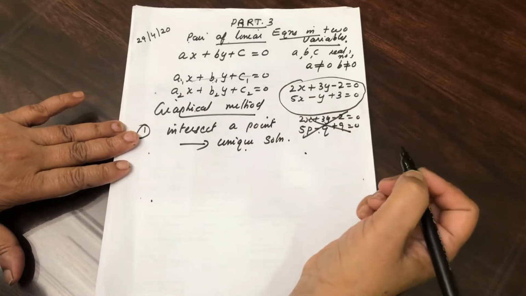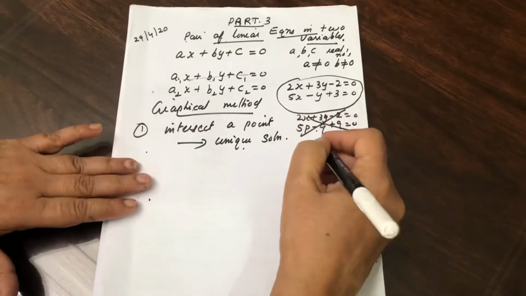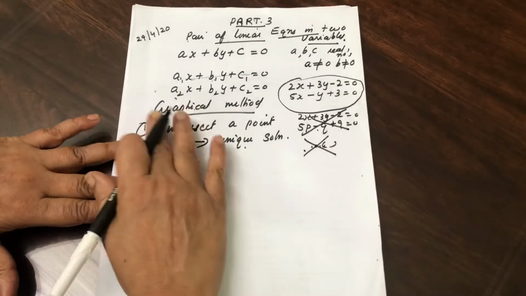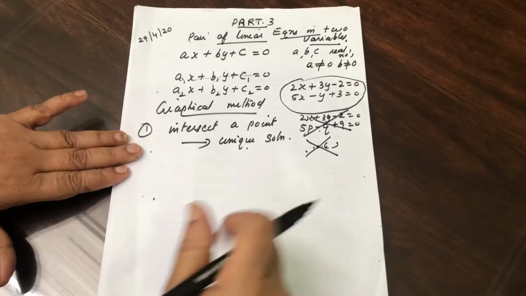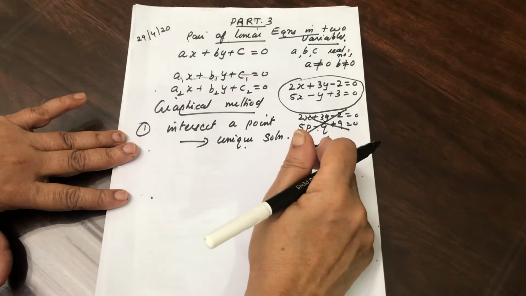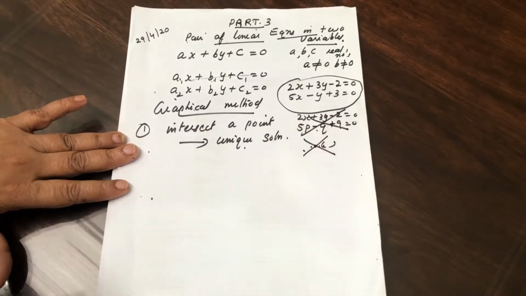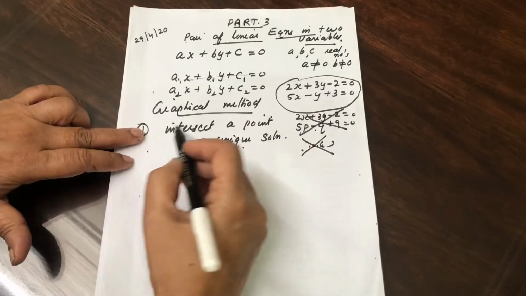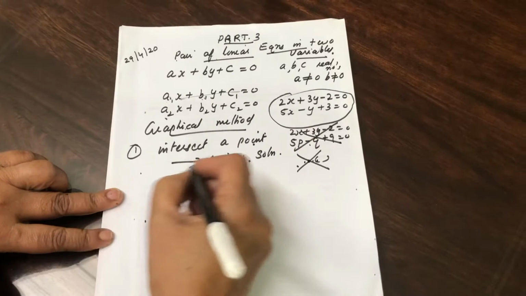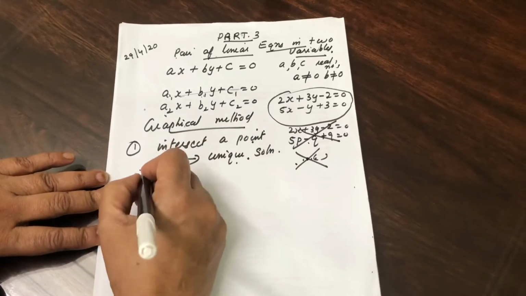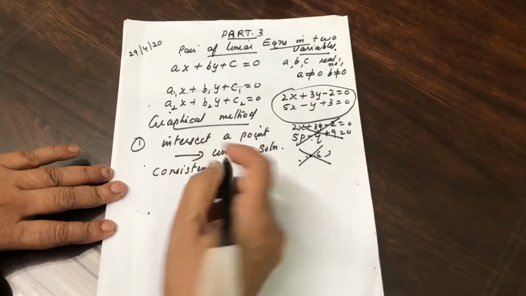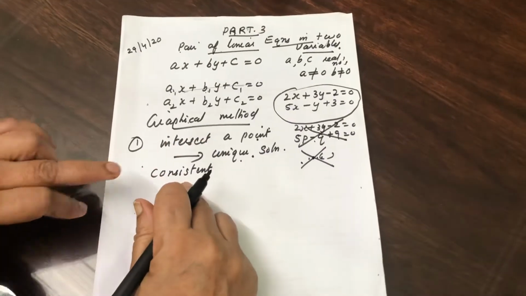What do you mean by a unique solution? That means both lines are intersecting at one point. The coordinates of this point are the solution for both equations. That means if you substitute that value in both equations, that common value will satisfy both. So when the two lines intersect at a point, there is a unique solution. Then you can say that the pair of linear equations is consistent.